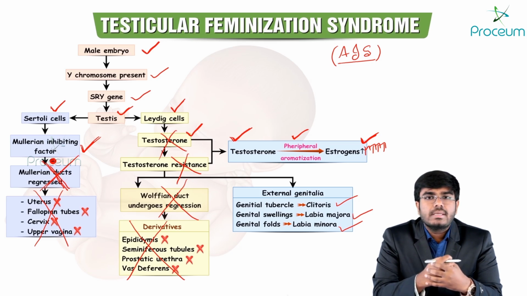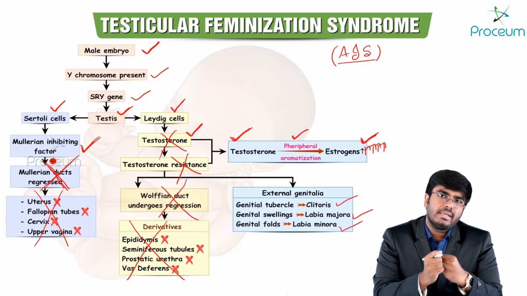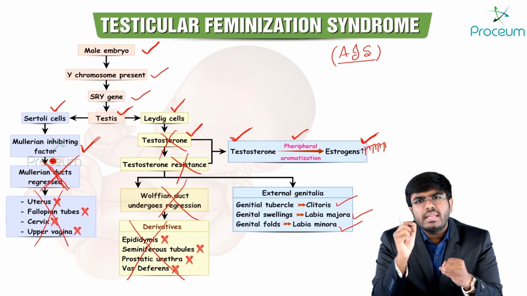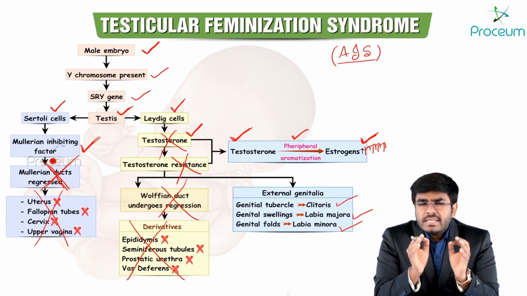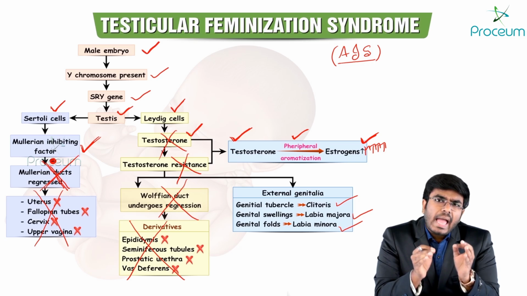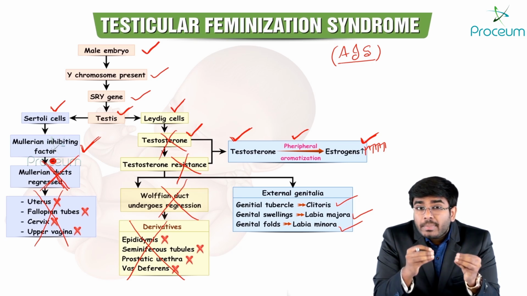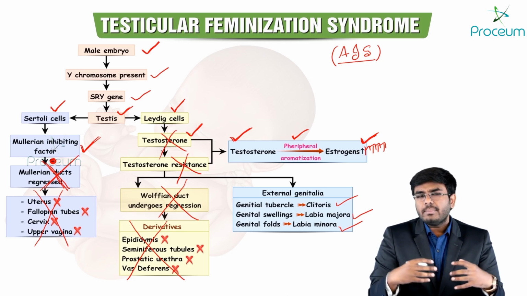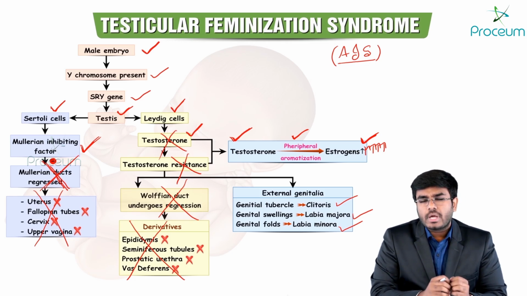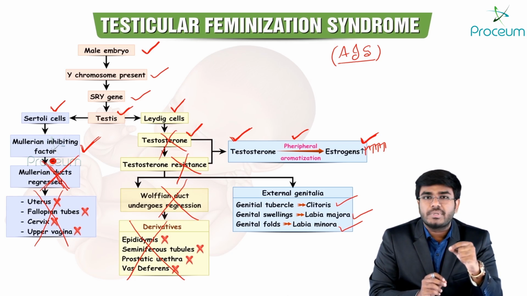Okay, now the question is, what about the secondary sexual characters like axillary hair development and pubic hair development? Guys, this is the area which is very important, because from here you will get a question. Now guys, please concentrate that axillary hair development and pubic hair development are testosterone dependent or androgen dependent. Now in this female child, there is testosterone, but it is non-functional testosterone. It is unable to stimulate its receptors.